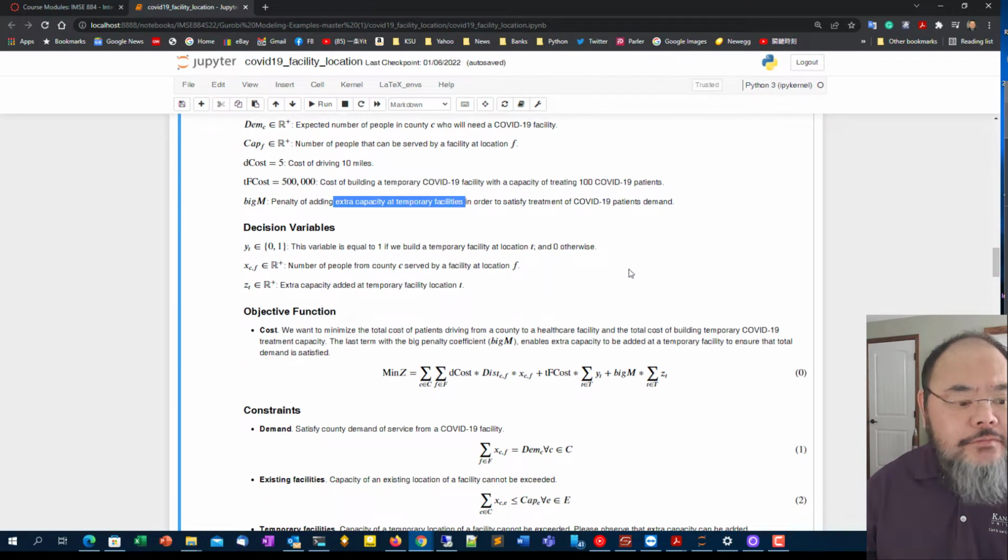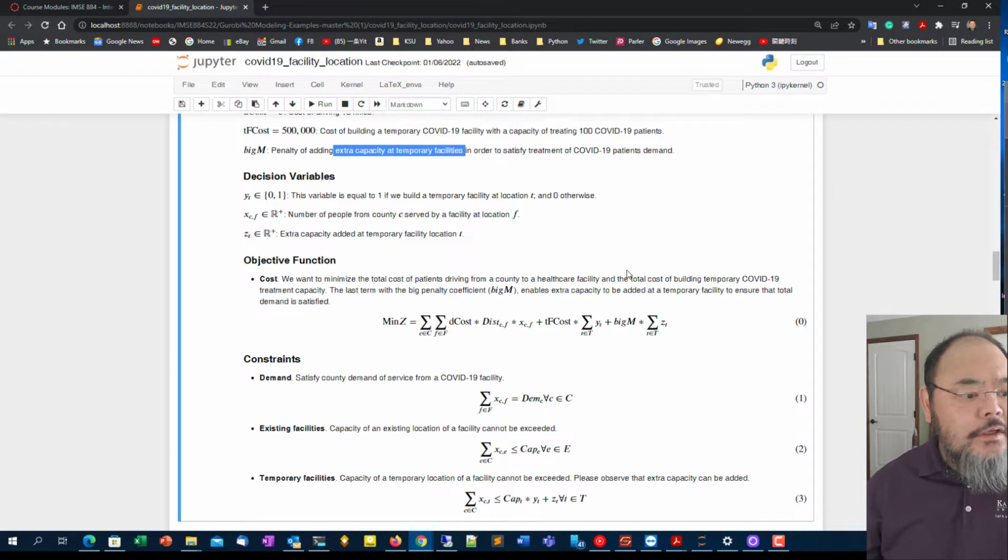We have 3 decision variables involved. First is the binary variable called YT. YT is 0 or 1: 1 if I want to build a temporary facility at the location T, 0 otherwise. X is the service variable. Basically, X is, from a county, how many people, or number of people, served by the facility F. So that means for each county, the patients can be covered by multiple facilities in this case.